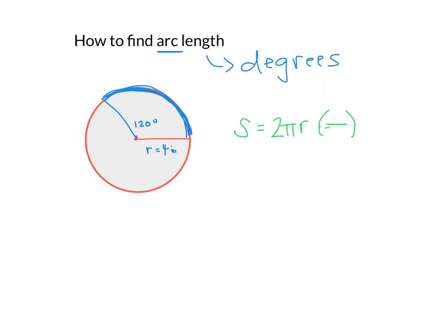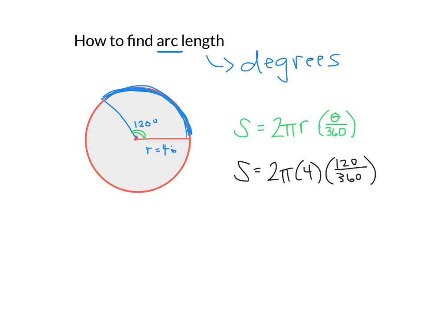Well, in the bottom, I'm going to put 360. The reason I put 360 is because the entire circle has 360 degrees. Every time I do a problem like this, I'm going to have theta be in the numerator. Theta is the central angle, so this piece. So all we have to do is plug things into our formula in order to figure it out. So S here is going to be 2 pi times 4 times, in this case, 120 over 360.